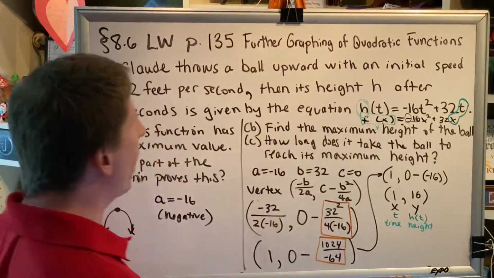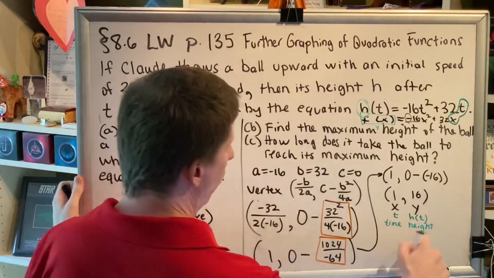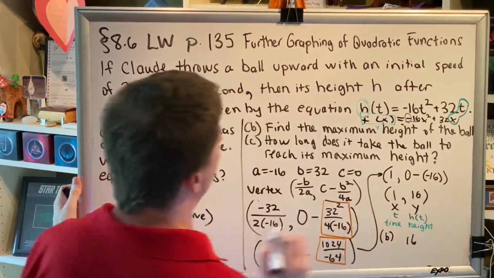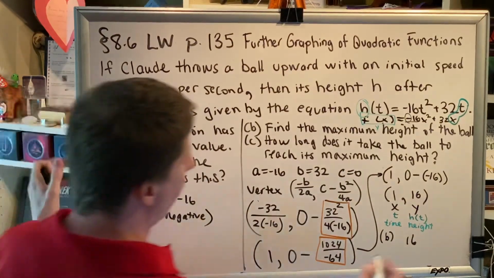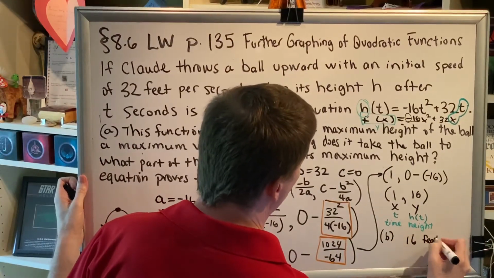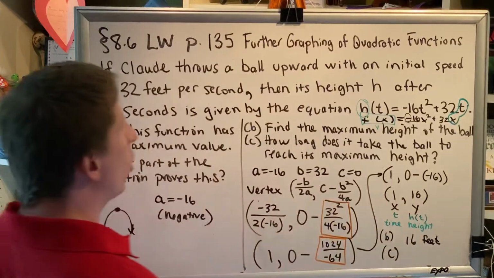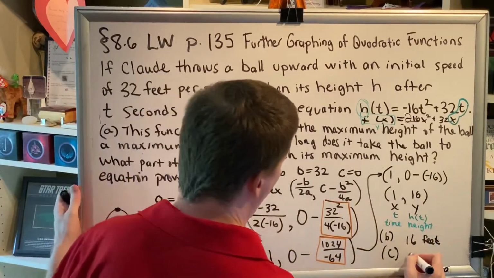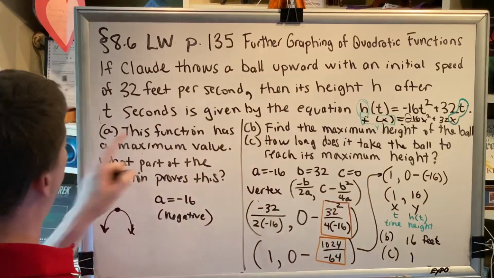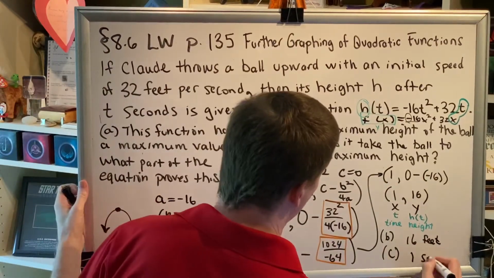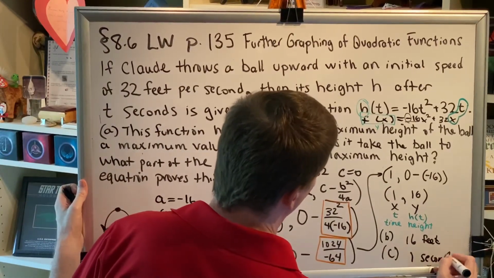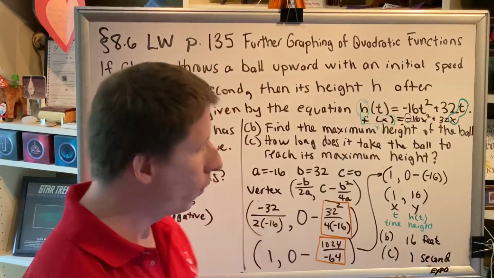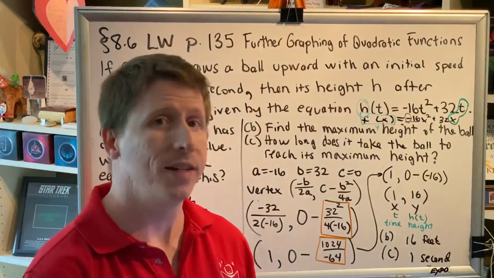Find the maximum height of the ball. So that's going to be the y value. So the answer to part B is 16, and the units of measurement are feet. Part C, how long does it take to reach the maximum height? Well, that's referring to the time, which is the x value, which is 1 second. So this ball's moving pretty fast. It takes just 1 second for it to reach its maximum height of 16 feet.